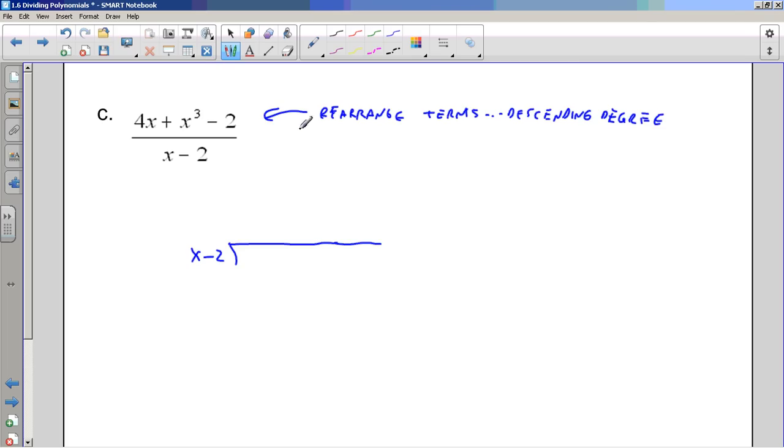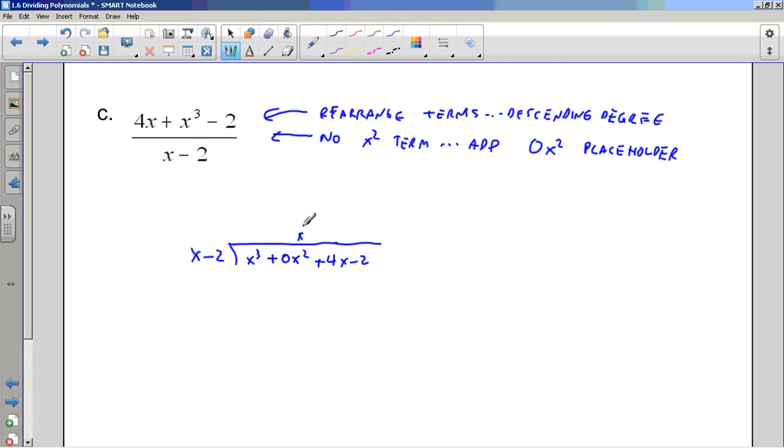But also notice there's no x squared term. So what we do is we add a placeholder. 0x squared is the placeholder, because if I multiply by 0, it would wipe it out, and then it would be gone. Add 0x squared as a placeholder. And then it's going to be the same thing that we've done. And off we go. What do I multiply by so that when I subtract, I get rid of the x cubed? Well, I can see it's going to be an x squared.